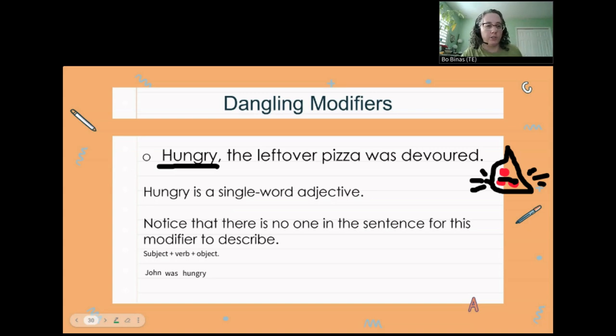Conjunction junction, what's your function? You guys remember that from? So, the leftover pizza was devoured. There we go. John was hungry, so the leftover pizza was devoured. Yes! All right, fantastic. It's 11:01.